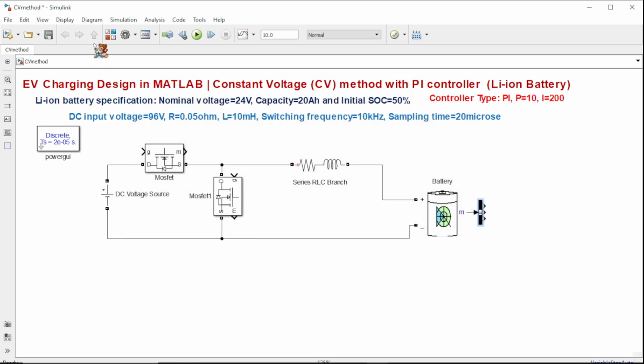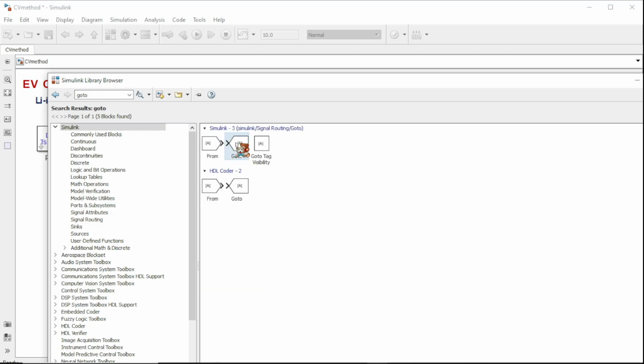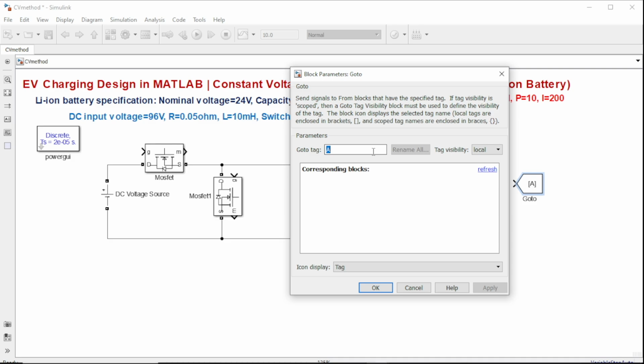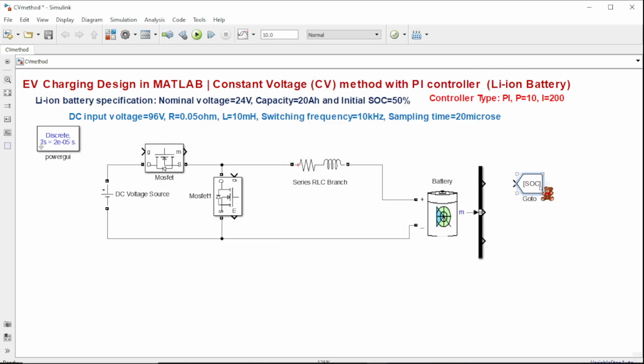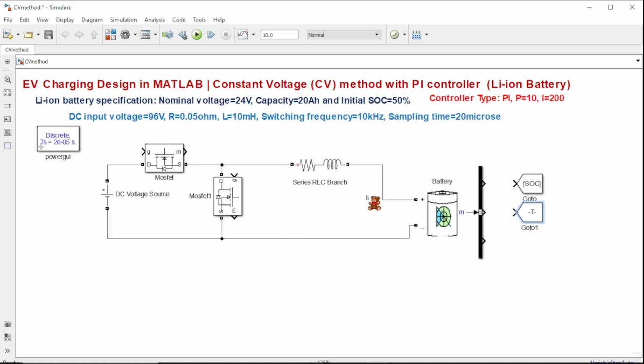Now here I am using the go to signal, go to and from block. You can also directly connect it to the scope, but for the better presentation as well as the visualization, I am using the go to block. So here what happened, we have to take the 3 go to blocks as the 3 signals are there. One is the SOC, second one is the current and third one is the voltage.